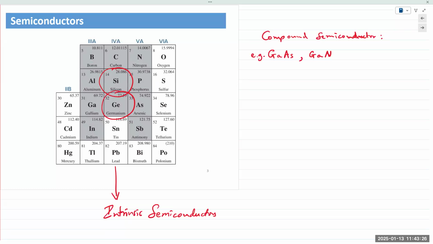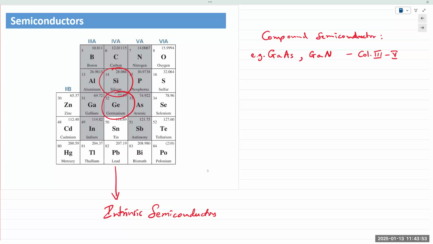And then we can also create, so these are examples of column 3, 4, sorry, not 4, 5. 3, 5 compound semiconductor. Okay, because we chose an element from column 3, another from column 5. So these are known as column 3, 5, or simply 3, 5 semiconductors.